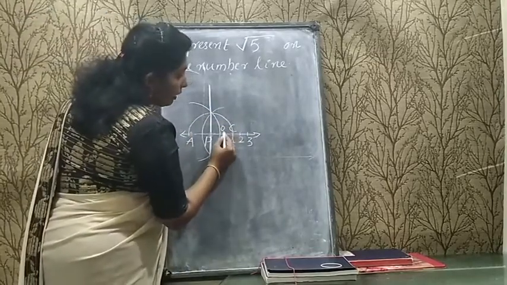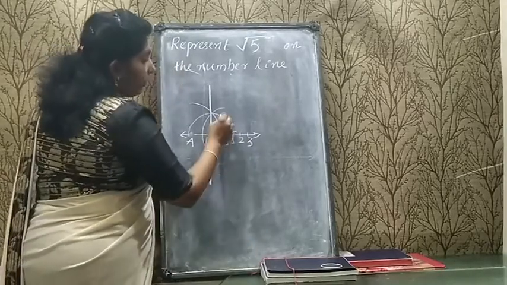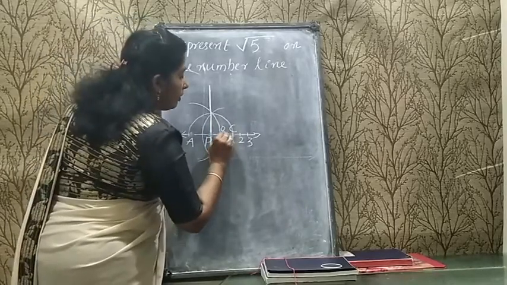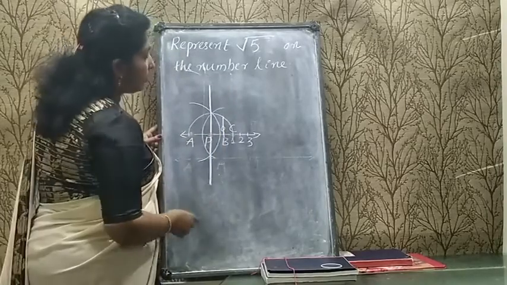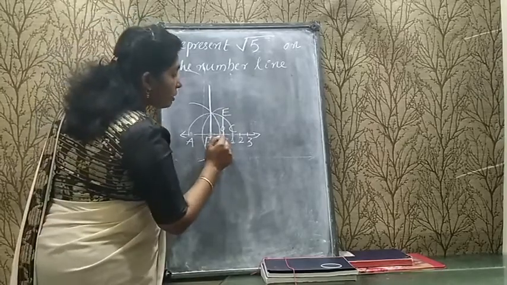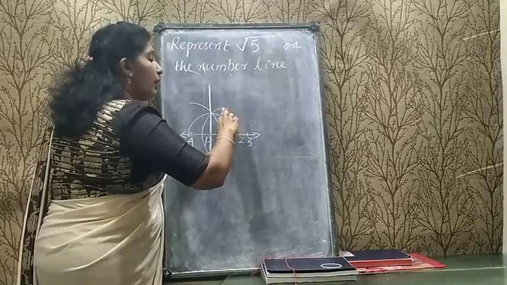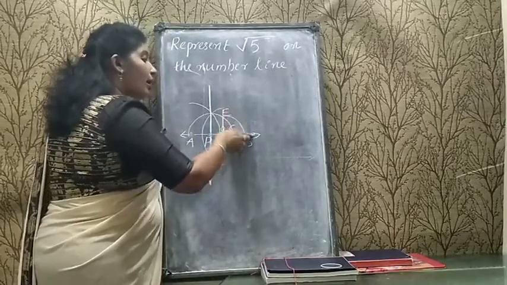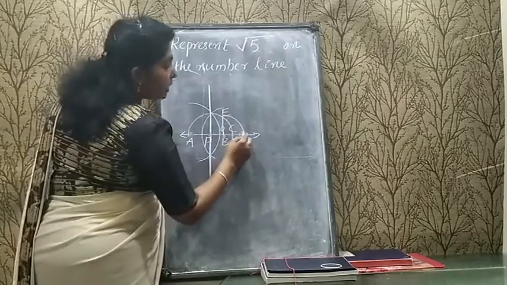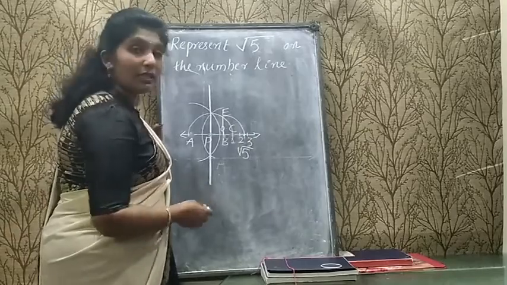Now, in the next stage, from the point B, you have to draw a perpendicular using a protractor or scale. Okay, you have to construct it. Now, this point can be marked as E. Now, take the distance B to E in your compass. This much distance you have to take in your compass. Keep at the point B and mark an arc. Now, this is your required point. This point is root 5. I hope it is clear.